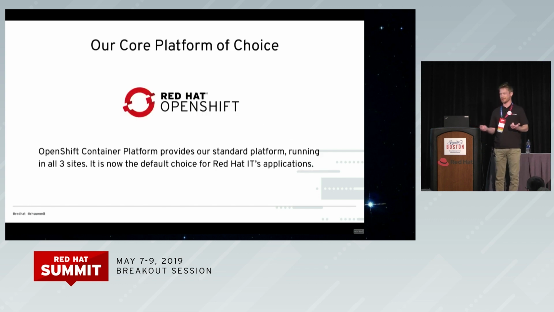At the core of our hybrid cloud is Red Hat OpenShift Container Platform. This abstracts the underlying infrastructure for our app teams, so they don't have to worry about how the public cloud versus private cloud looks. They have consistent storage, network, and compute across our hybrid cloud offering. And right now, it's the default choice for Red Hat IT's applications.